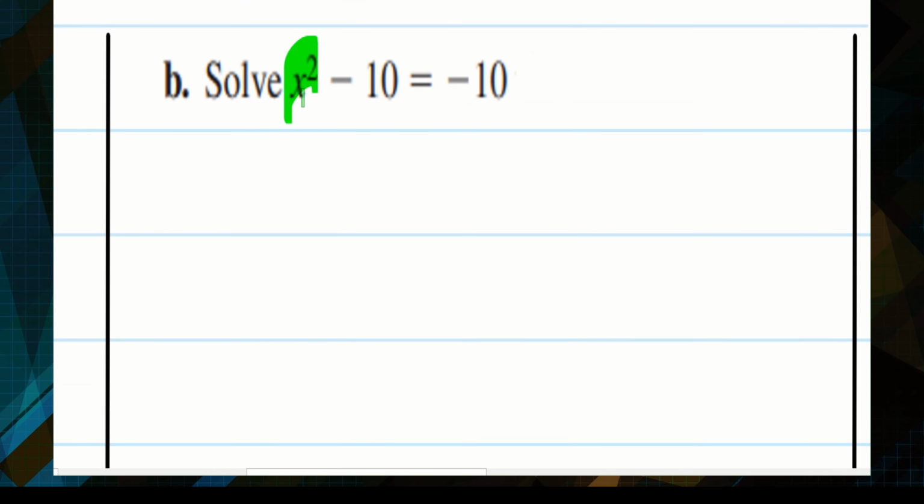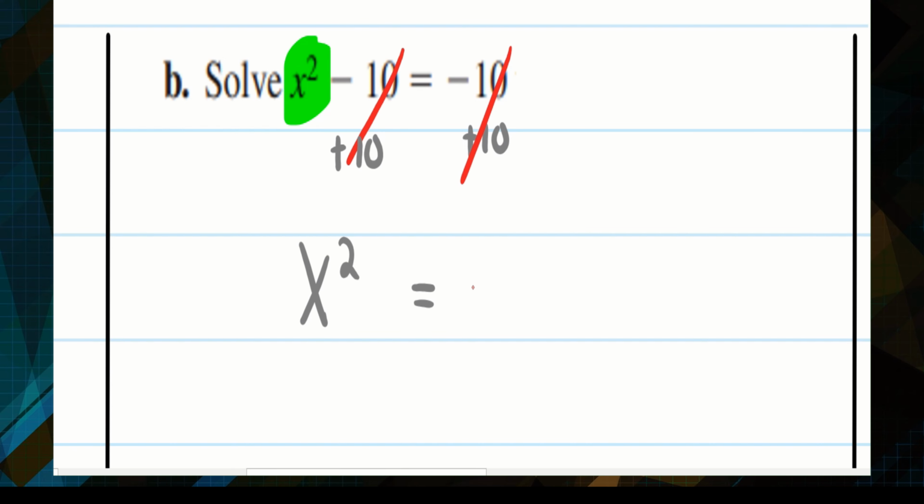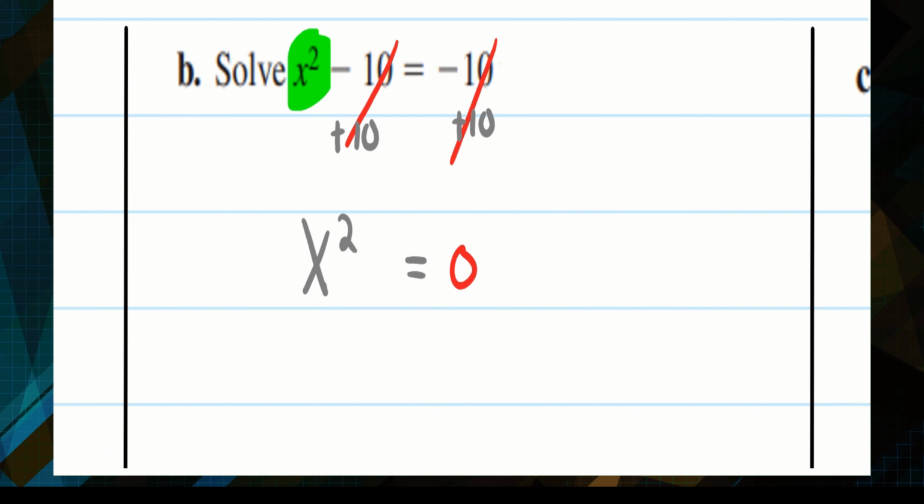The second equation, again, we're going to leave x squared alone. So we're going to add 10 to both sides. We get x squared on the left side. Your negative 10 with the positive 10 cancels on both sides. So on the right side, we're going to get 0. Cancel the x squared. How do we do that? We're going to take the square root of both sides.